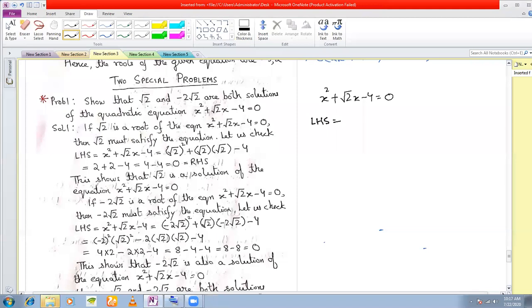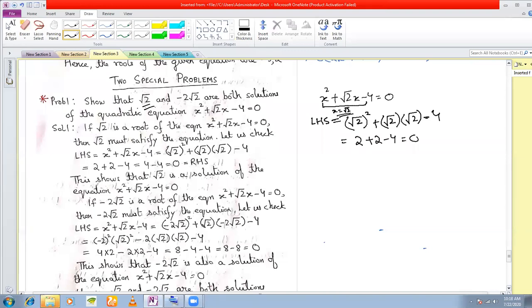First, I will show that root 2 is a solution of the equation. So my left hand side must be equal to 0 for x equal to root 2. Let's see whether it comes to 0 or not. So I put x equal to root 2: square plus root 2 into root 2 minus 4. So I've got 2 plus 2 minus 4.